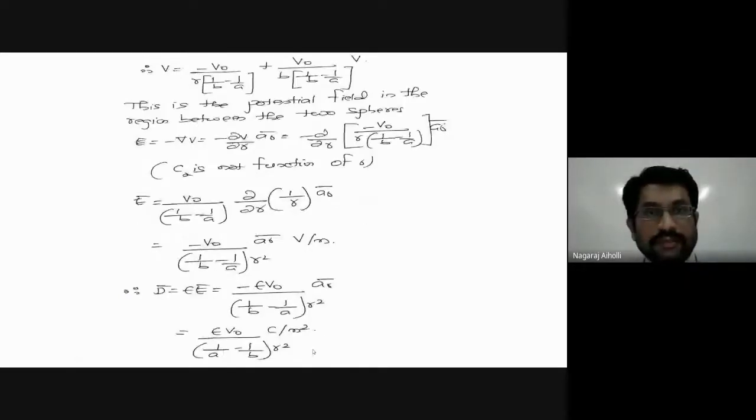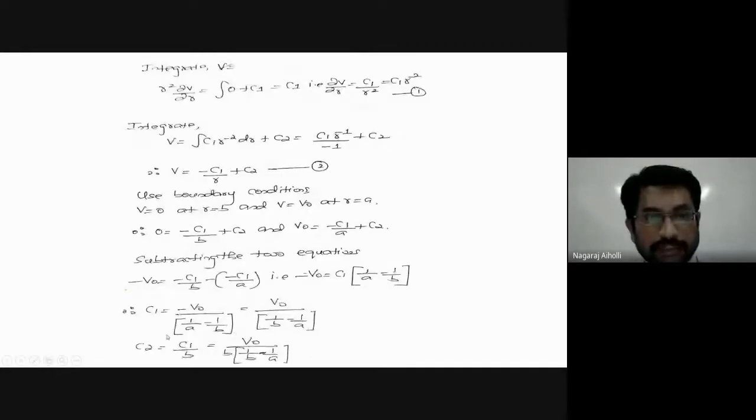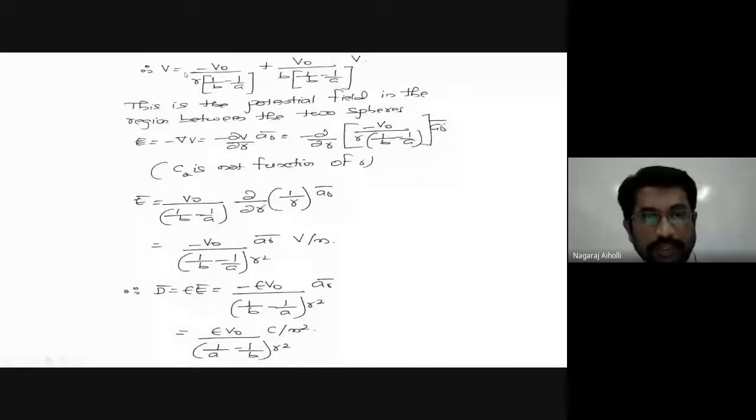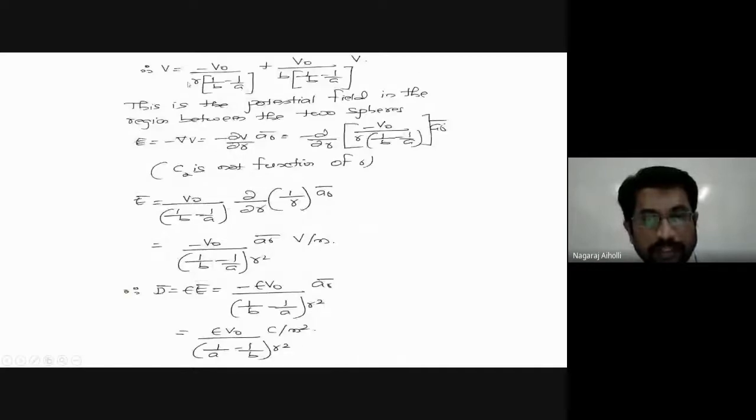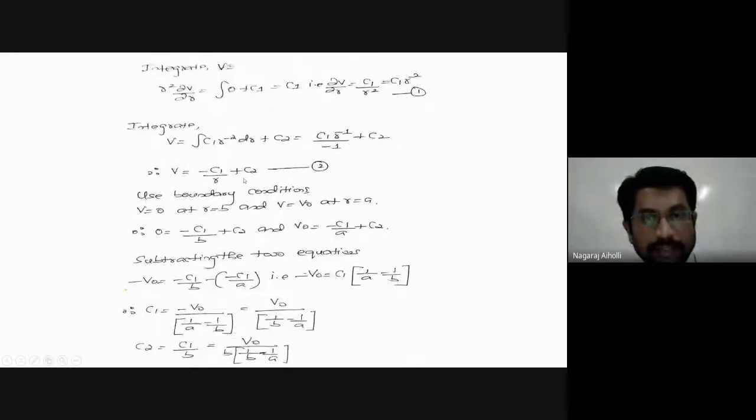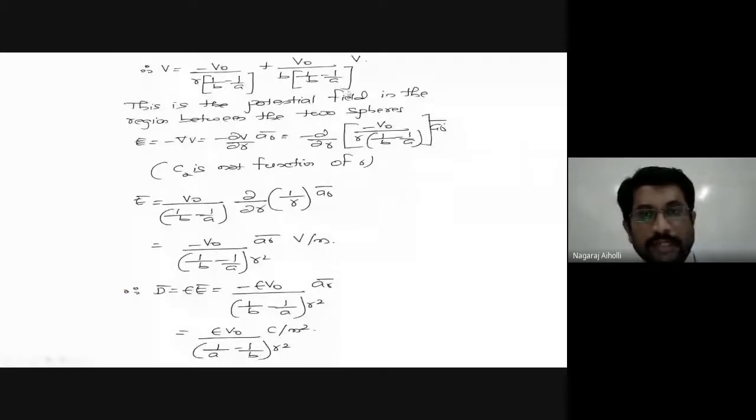So next we got C1 and C2. We have to substitute in this equation, V is equal to minus C1 by R plus C2, right? We'll get the equation for V. It is in terms of C1 and C2. C1 we have got this, C2 is this equation. If we substitute in this equation 2, we'll get V is equal to minus C1 by R, with C1 being minus V naught divided by 1 upon B minus 1 upon A, in the denominator multiplied by R, then plus C2. C2 is V naught divided by B into 1 upon B minus 1 upon A volts. This is the potential field in the region between the two spheres.